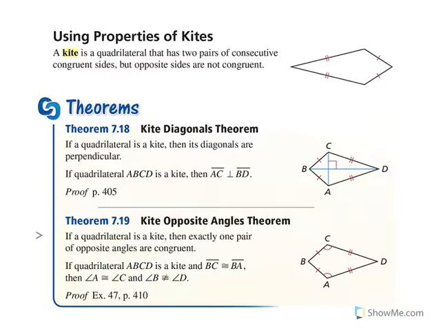And then our kite's opposite angles theorem is going to tell us that we have one pair of opposite angles that are congruent. Notice it says one. It's not 2 or 3 or 4 or 5. It's one pair of opposite angles that are congruent. And it's going to be that pair of angles that connects the two sides that are not the same length. It's not between your consecutive congruent sides. It's the opposite angles that are between our two different tick mark lengths. Those are going to be the opposite congruent angles.